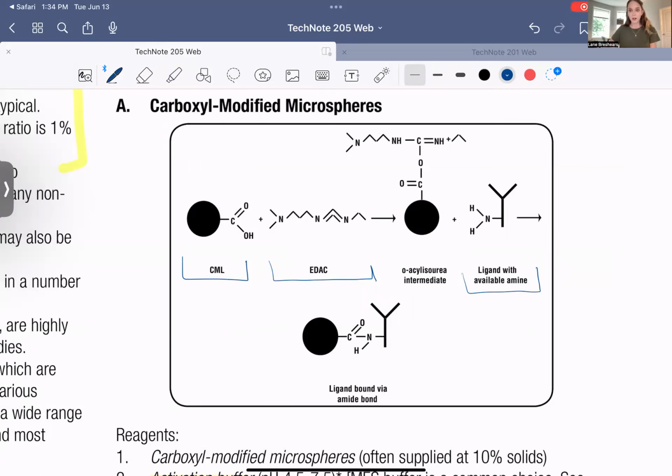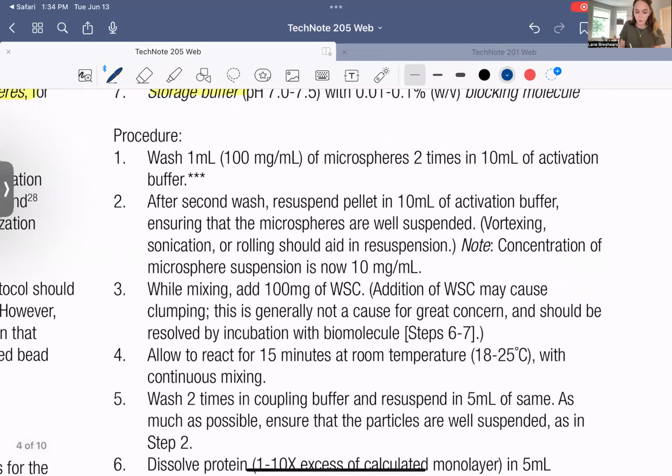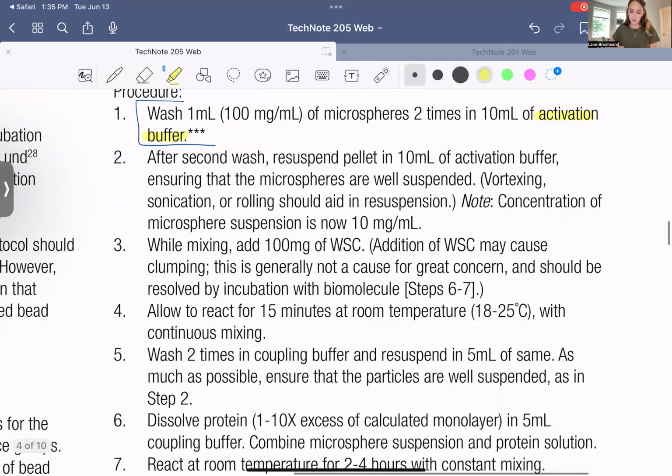So every procedure you're going to notice starts off with a washing of the microspheres. This is just a good standard practice that you should be doing in order to prep your materials, get rid of the solution that it was stored in, and really get yourself to ground base. So one difference, depending on the microsphere type, is what you're mixing it in. In this circumstance, it's an activation buffer, and you should have all of these buffers prepared before you're doing your experiment.